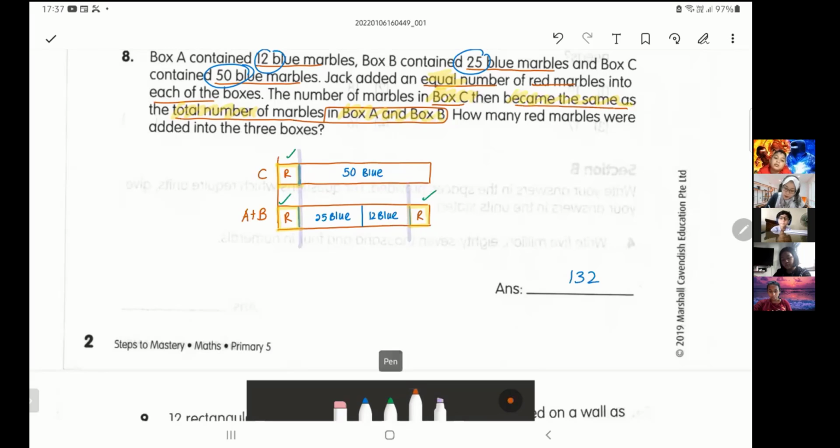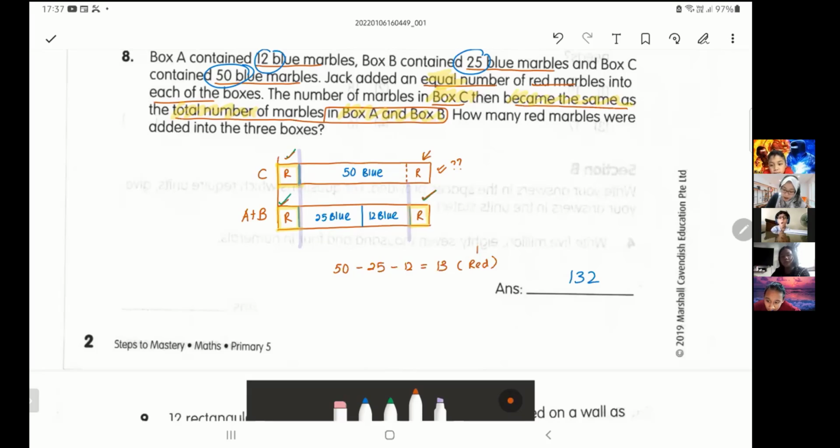Okay. So 50 minus 25 minus 12 equals 13. Right. This is my red, one of the red. Why is that so? I'm actually finding this. When I take away this and this, because this one is the same one, I'm left with this portion. It's the extra part there. So this is one of the red.